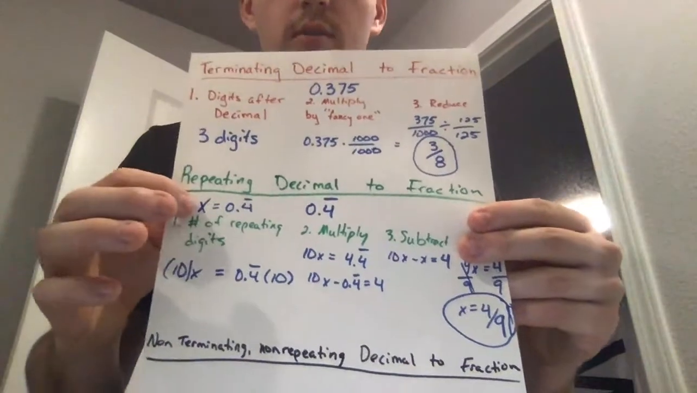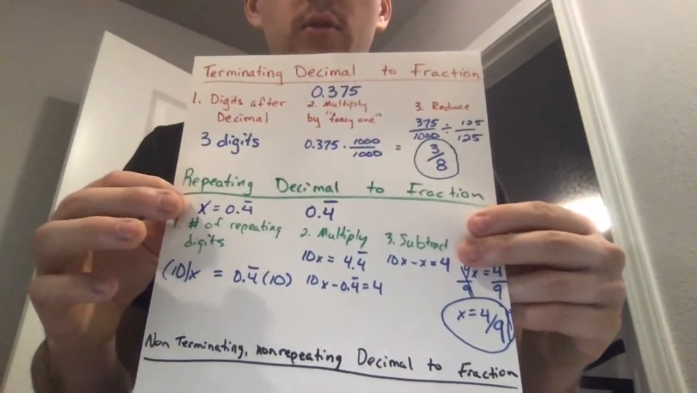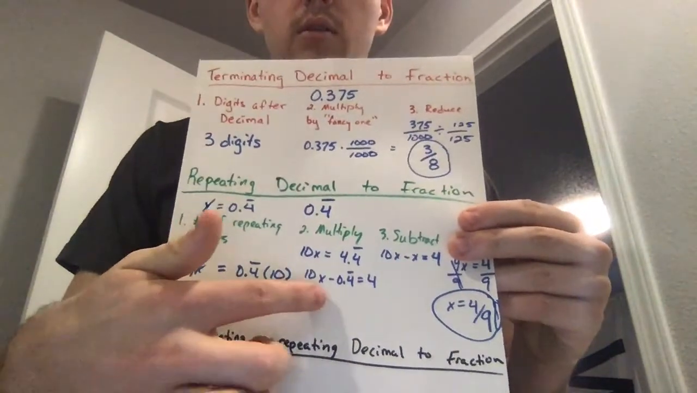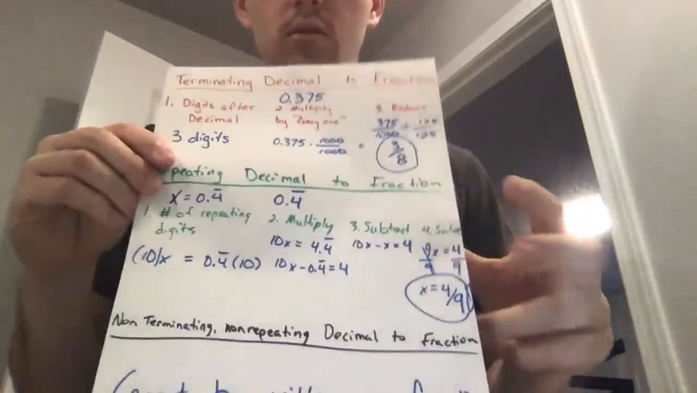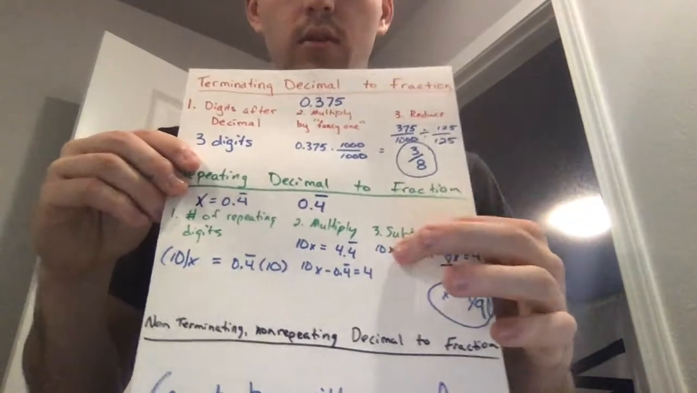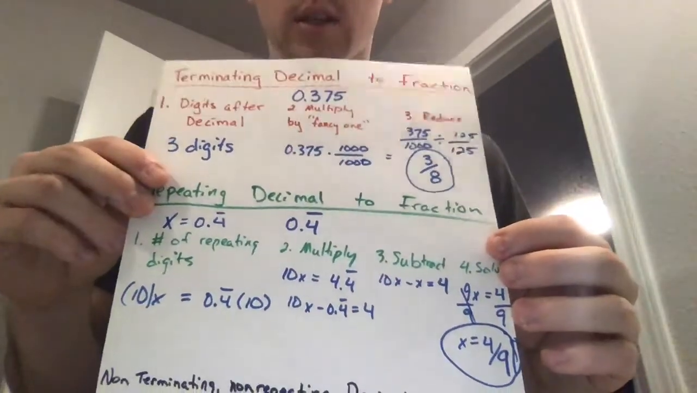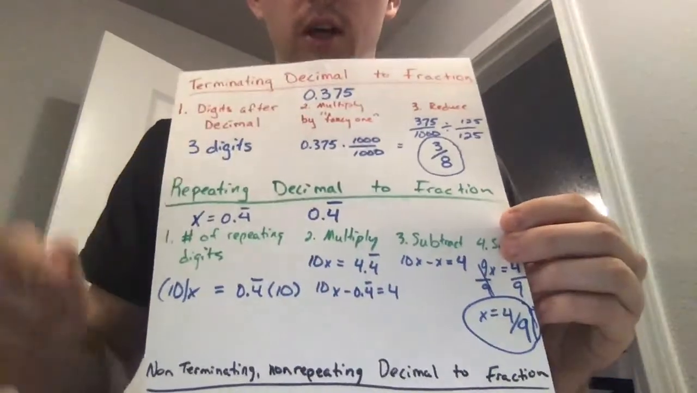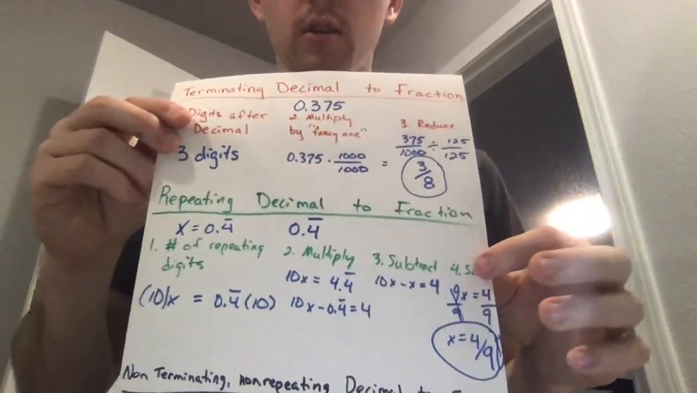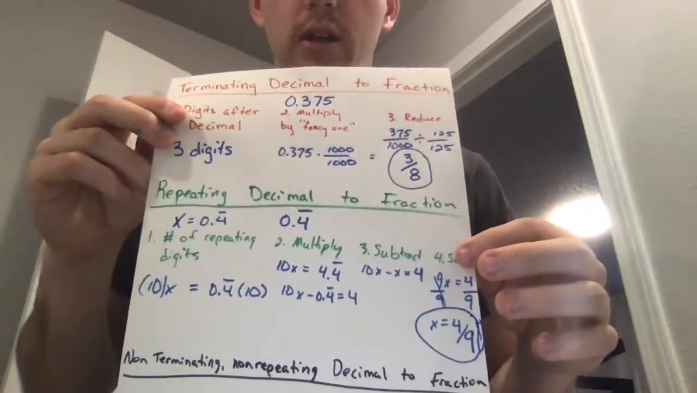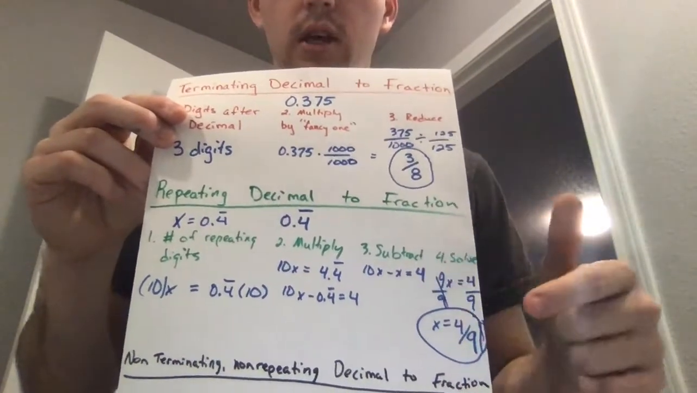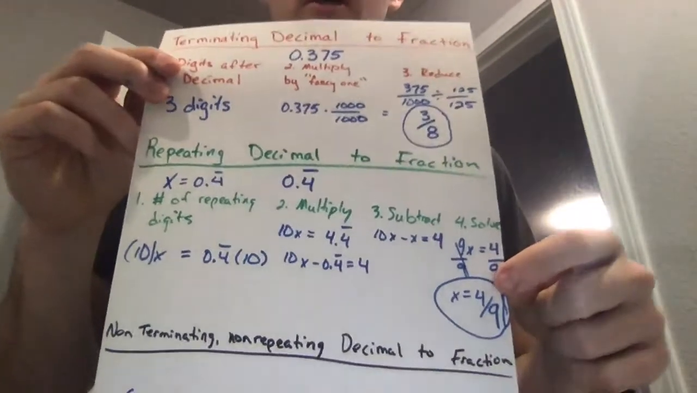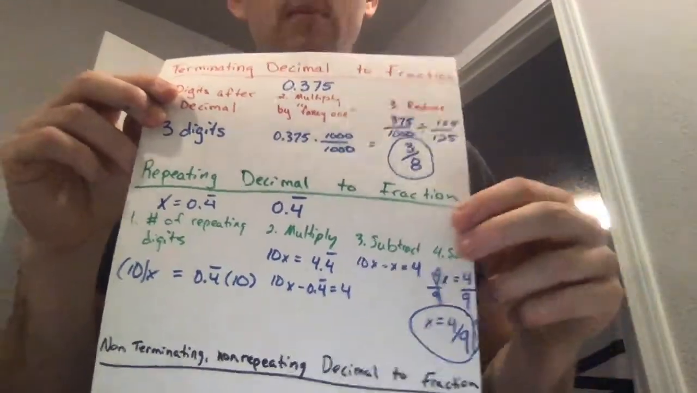And as we set up here, x equals 0.4 repeated, so that means negative 0.4 repeated equals negative x, which is 10x minus x equals 4. Then after that, we go to this far side: solve. So 10x minus x is obviously 9x. 9x equals 4. So then divide by 9 to get x equals 4/9.